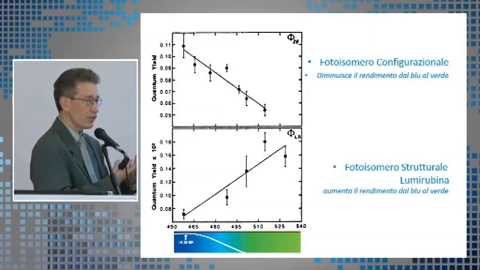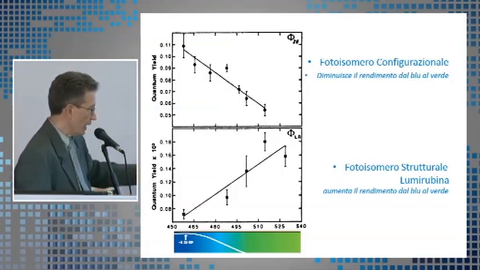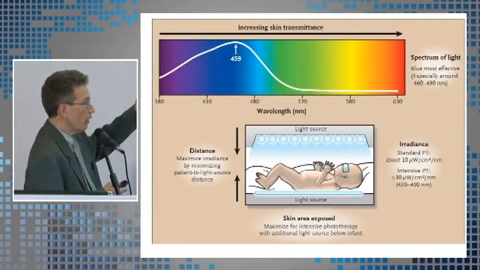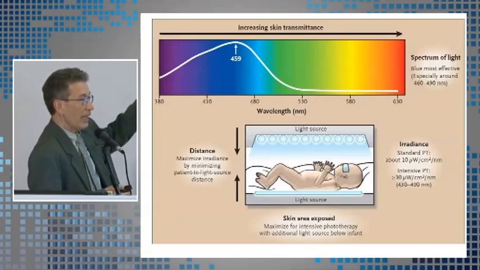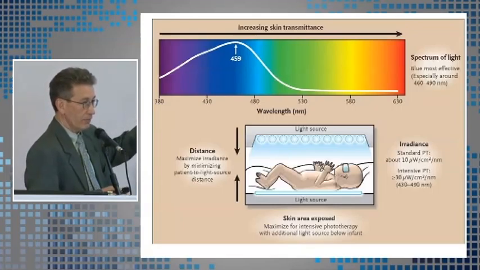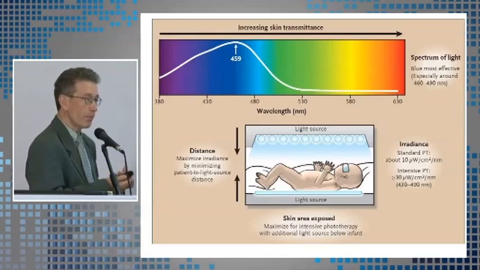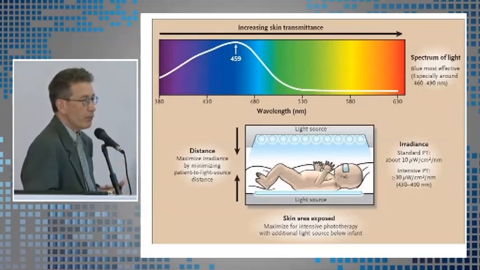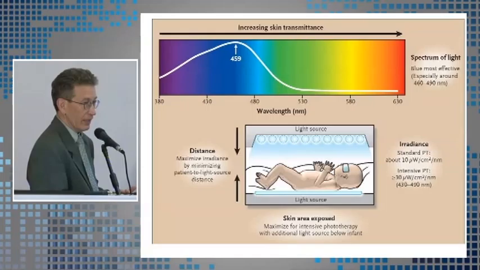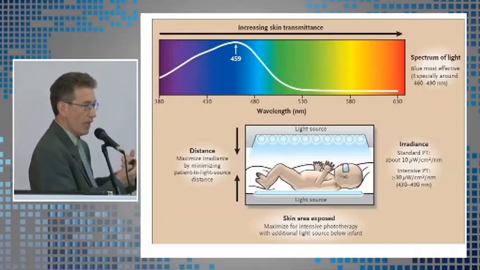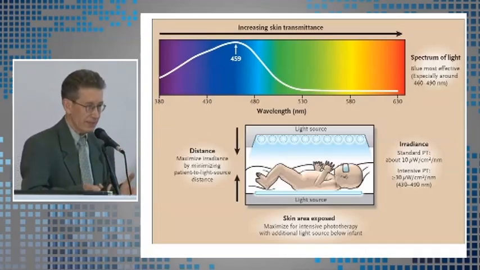But this depends upon the absorbed photons, because if we take a look at this slide and the absorption spectrum, the absorption in green is much less. So the process is fairly complex: to form more lumirubin, we should go to the green, but we should also give more photons in order to have the same amount as in the purple.